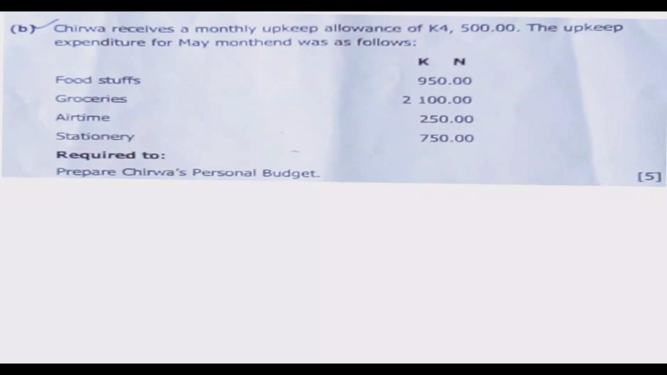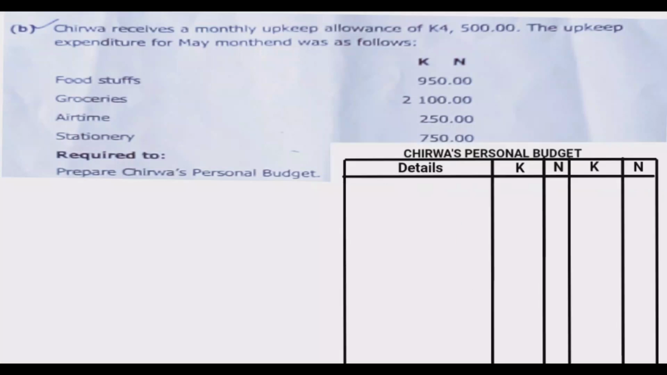What we are required to do is prepare Chirwa's personal budget. Okay, so this is the format we're going to use to draft the budget for Chirwa. As you can see, I've written those, and that is Chirwa's personal budget. Now I hope you can see where there are details, kwacha.